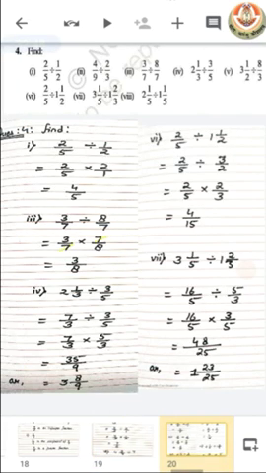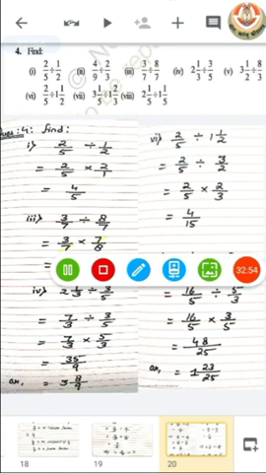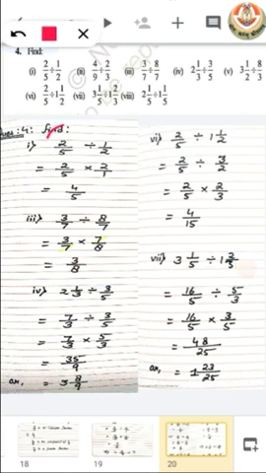In question number 4, we have to divide two fractions. For the division of 3 by 5 by 1 by 2, we replace the division sign with multiplication and convert the divisor into its reciprocal to get two fractions for multiplication. Then we get our answer 4 by 5.